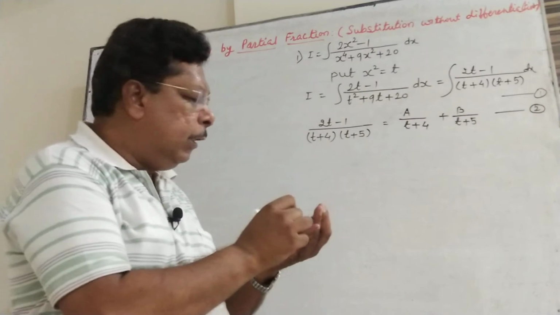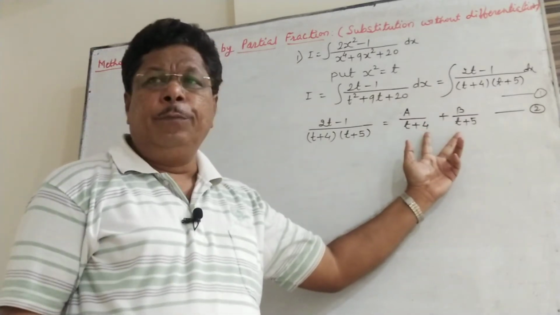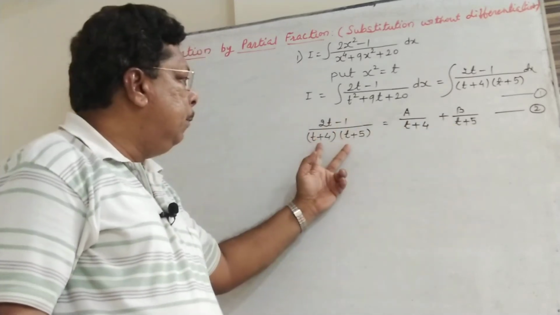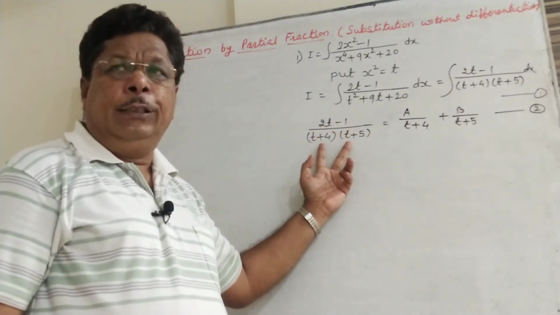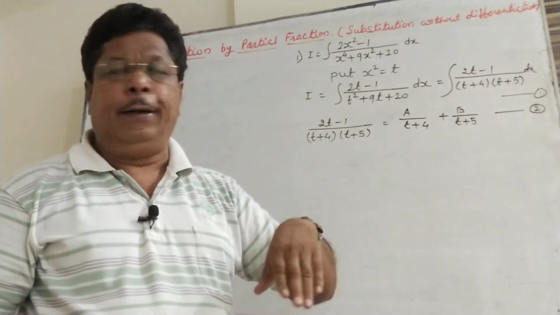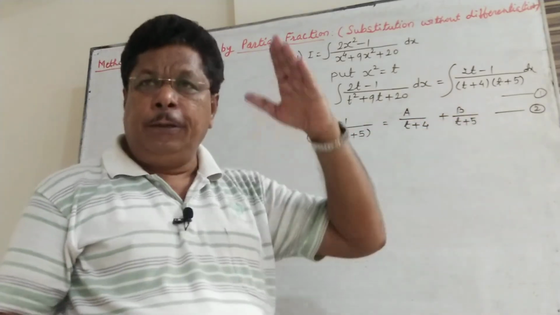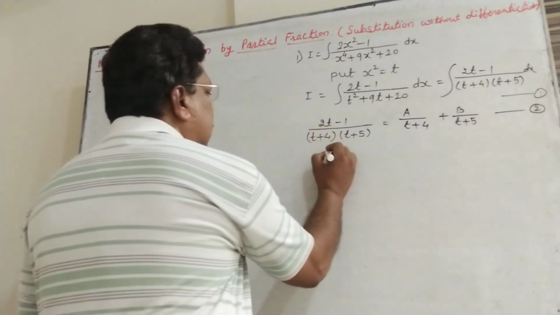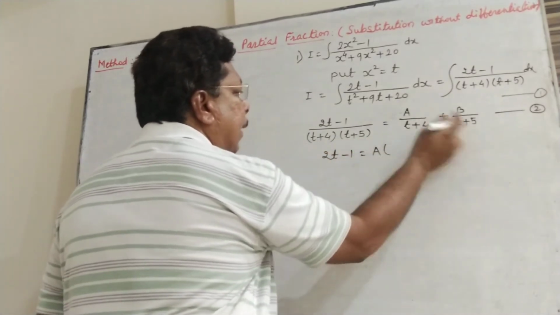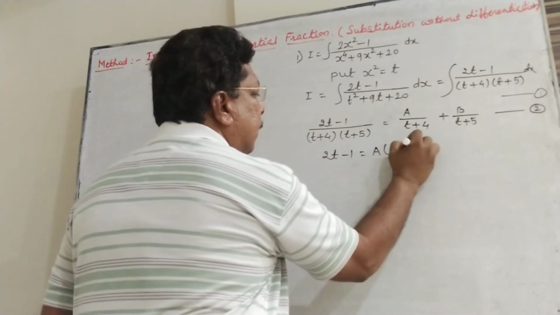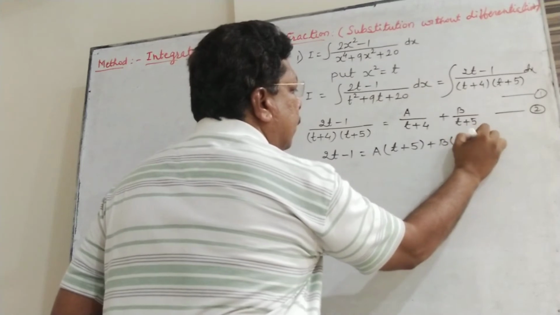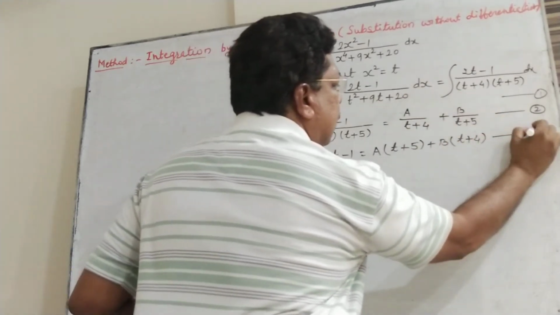Now take the LCM on the right hand side. The LCM is (t plus 4) into (t plus 5), the same as the denominator of the LHS. So the denominators are the same and we can remove the denominator. After taking the cross multiplication, this becomes 2t minus 1 is equal to a into (t plus 5) plus b into (t plus 4). Say this equation 3.